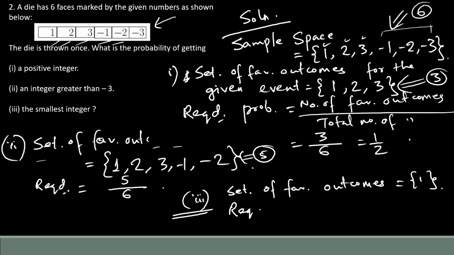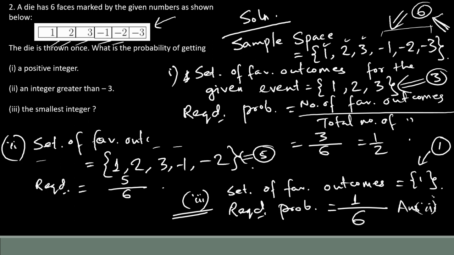So the required probability in that case will be favorable number of outcomes divided by total number of outcomes. Here it is 1. So this will be 1. Total number of outcomes we already saw here. This is 6. So we will do 6. So answer is 1 by 6. So this is answer to 3. This is answer to 2. And this is answer to 1. Hope this is clear to you. We will move to the next problem.